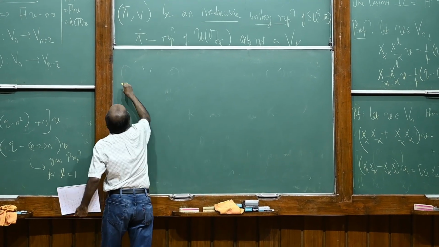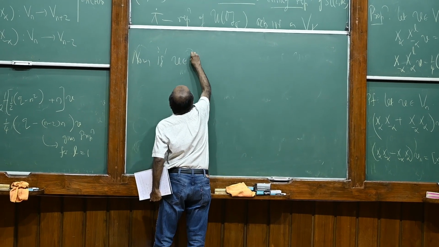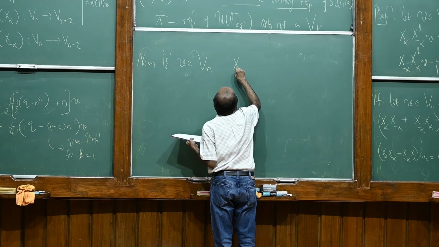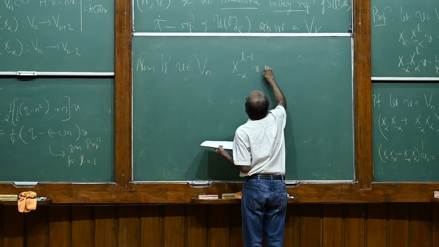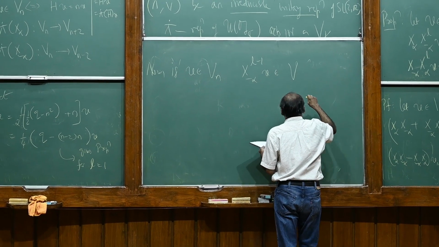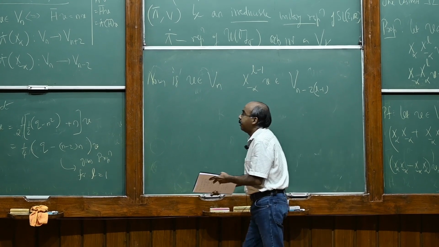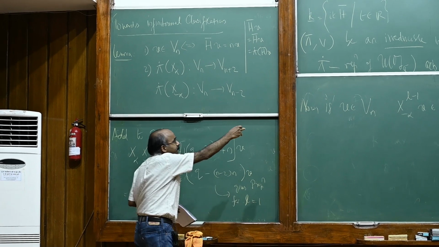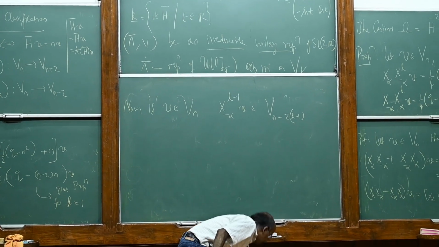So now if I take v in Vn, then x minus alpha to the L minus 1 applied to v will be in Vn minus 2(L minus 1), right? So each time I will be decreasing by 2. If I apply it L minus 1 times, I am going to decrease it by 2 into L minus 1.